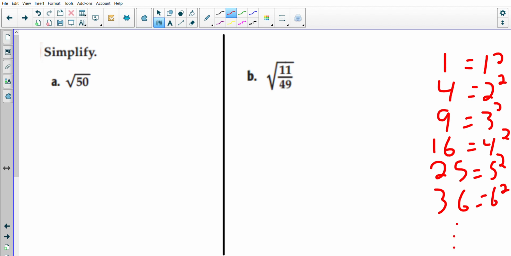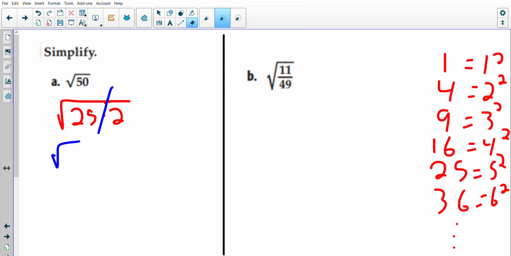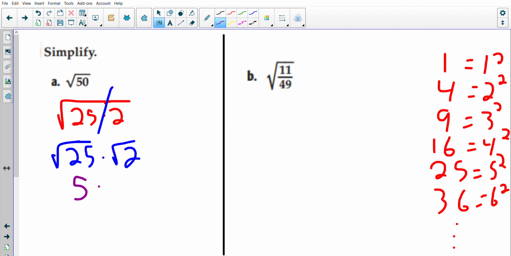So I know that the square root of 50 can be rewritten as the square root of 25 times 2, because 25 is a perfect square. I'm going to split that in half and get the square root of 25 times the square root of 2. As we see in this list, 25 is 5 squared, so the square root of 25 is just 5, and I can't do anything to the square root of 2, so I leave it, and I'm done.